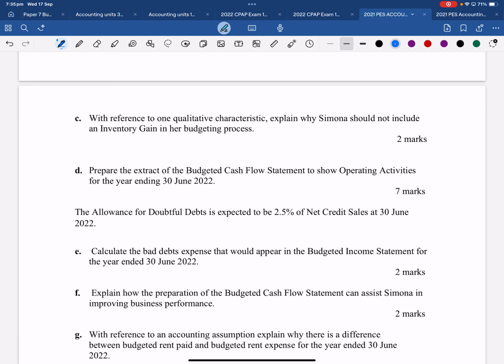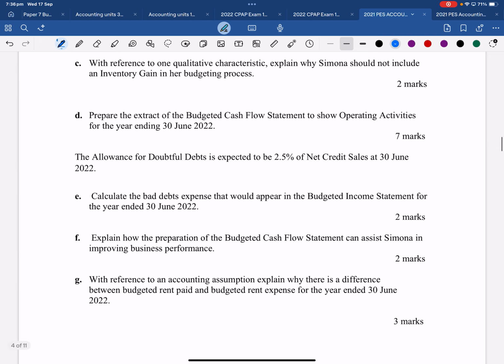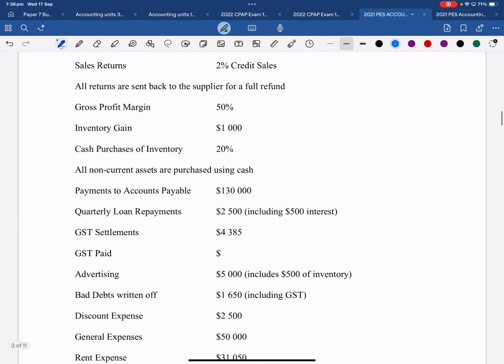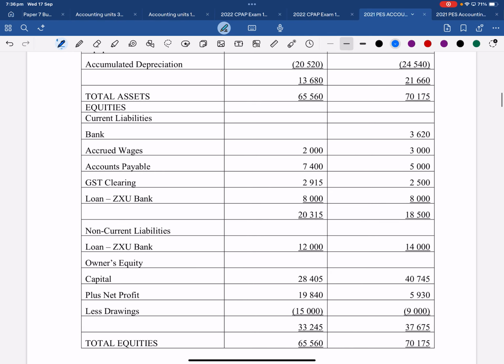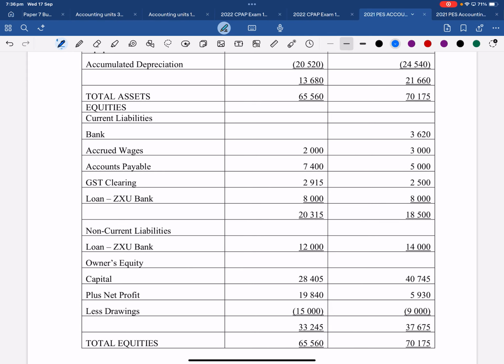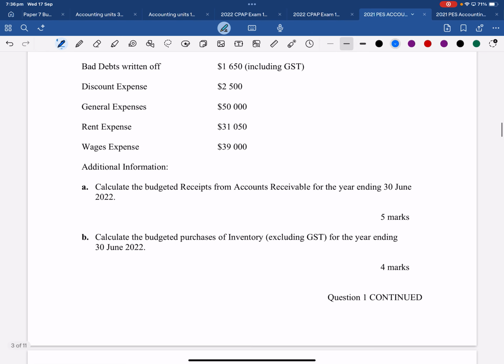Then we have reference to one characteristic. Don't worry about the theory right now. Prepare the extract of budgeted cash flow statement for operating activities, budgeted bad debts expense, and then the rest is theory. How many marks altogether? 25. That's quite a lot. See, that's how important budgeting is. See this one, 5 and 4 marks, altogether 9. Easily you can get them. All right, we'll do it.